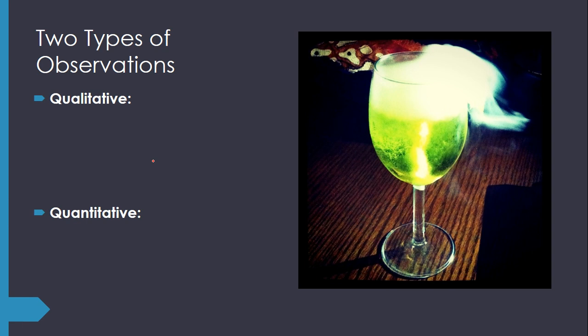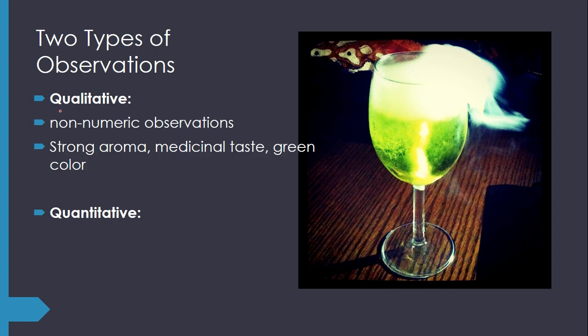So observation-wise, there are two types of observations. There are qualitative and quantitative. And I said I'd switch these around and I still haven't. So qualitative are the type that are non-numeric. So in the case of this glass here, you can say it's green. That's not a numeric value. You can say it has a strong aroma. You can say it's smoking. You can say it has a medicinal taste or a spicy taste, whatever it is. These are all things that you can't really lay a number on. So we call those qualitative observations.